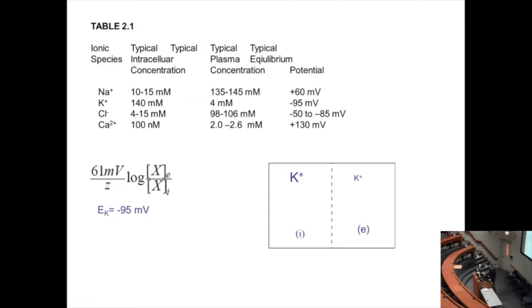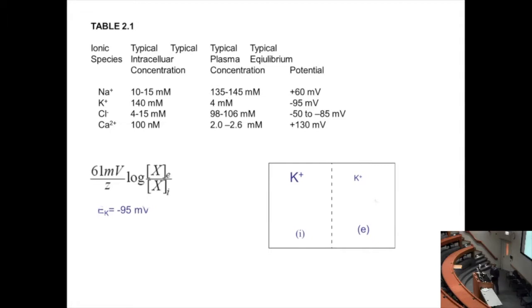So if you plug in the numbers for potassium and do the calculation, you'll find out that the equilibrium potential is minus 95 if I have a membrane that is selectively permeant to potassium only, and then the voltage across that membrane will be minus 95 when the potassium stops flowing, okay?